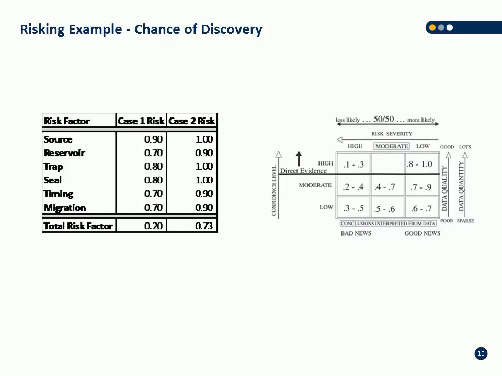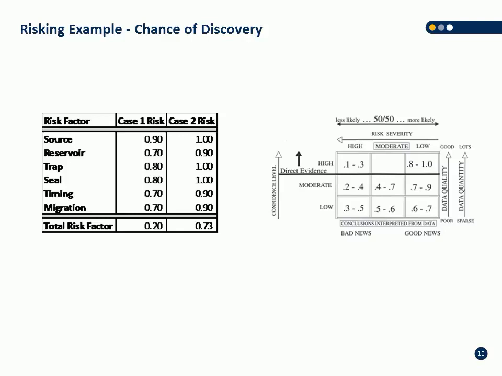In case 2, again, you know there's a source rock. There's a 100% chance you're going to encounter a source rock. You know the reservoir is present. You know that you have a trap, and you know you have a seal. And the only thing you're uncertain of is whether there is a reservoir, whether you have the proper timing for oil and gas migration, and whether you've actually achieved that migration.